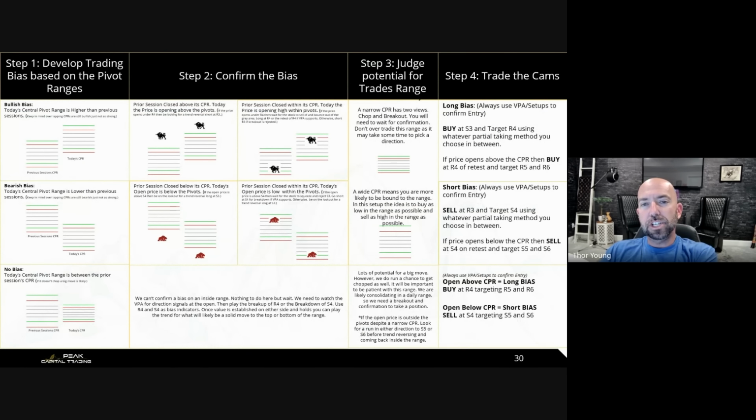So here's a little cheat sheet for everyone. This will be available in the PDF just so you can look at this: bullish, bearish, no bias, right? Opening positions to confirm, judge your range, and then let it open. And depending on what it does, right? If it opens here, you're going to buy at S3, targeting R4, and all of these varied strategies. You can go ahead and utilize those.